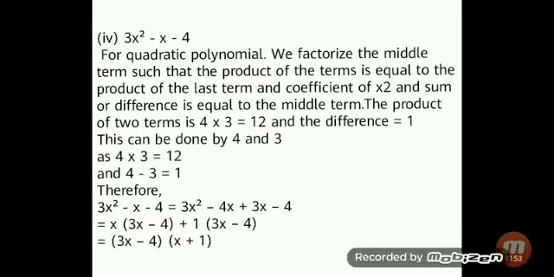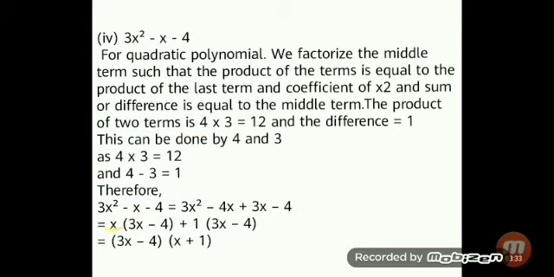Now the fourth part is 3x square minus x minus 4. This is a quadratic polynomial. We split the middle term minus x in such a way that the product of 3 and 4 is 12 and the difference must be equal to minus 1. Here if we take 4 and 3, 4 3s are 12, the product must be 12 here and the subtraction must be equal to 1.